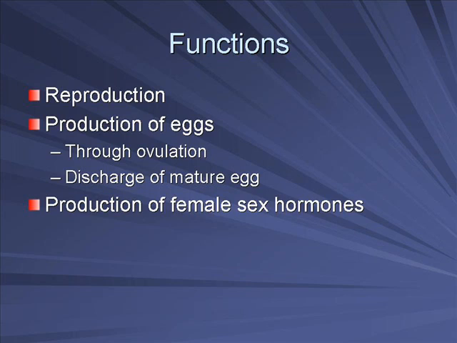Eggs are released through a process called ovulation about every 28 days, and typically it alternates sides, one from the right ovary and then the left ovary, continuing back and forth like that. And then also the production of female sex hormones. At the end we're going to talk about the main female sex hormone, estrogen, but there are many others involved in the process. Some of the other key hormones are LH, which is luteal hormone, FSH, which stands for follicular stimulating hormone, and progesterone.